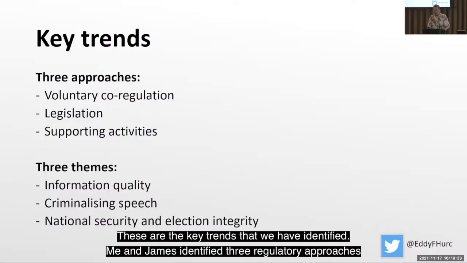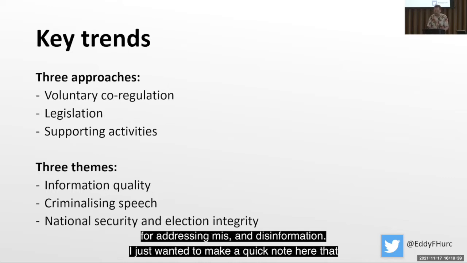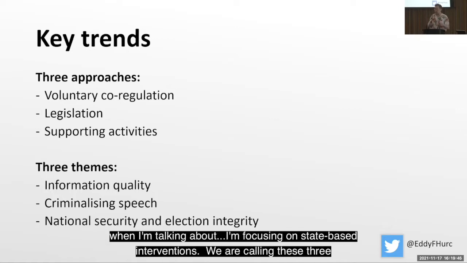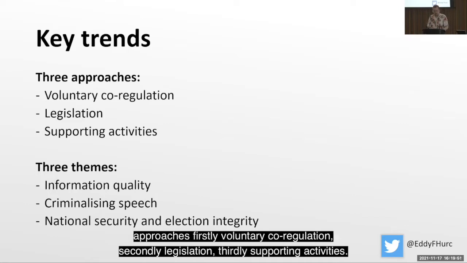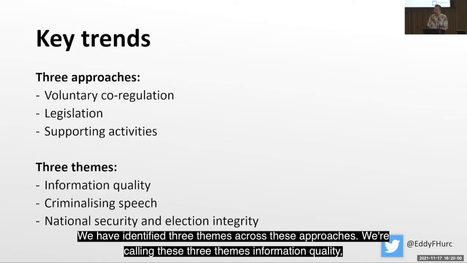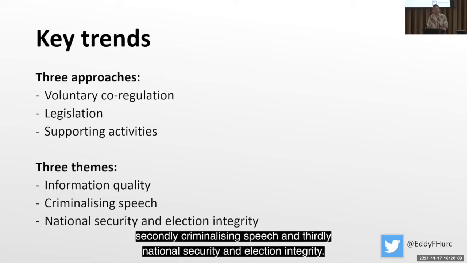So these are the key trends that we have identified. James and I identified 3 regulatory approaches for addressing mis and disinformation. I just want to make a quick note that when I'm talking about regulation today, I'm focusing on state-based interventions. We're calling these 3 approaches, firstly, voluntary co-regulation, secondly, legislation, thirdly, supporting activities. We have also identified 3 themes across these approaches: information quality, secondly, criminalizing speech, and thirdly, national security and election integrity. Now I'll explain what we mean by these 3 approaches.